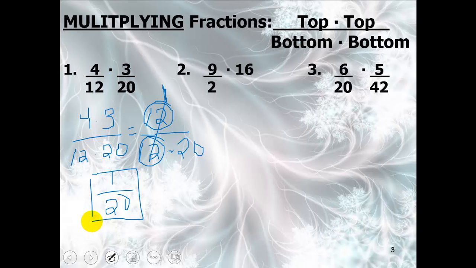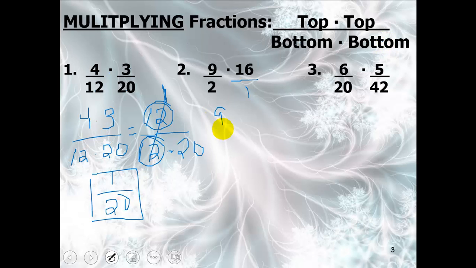Now, on number 2, you'll notice that 16, it doesn't appear to have a denominator, but every integer is also a rational number that has a denominator of 1. All right? So anytime you have a whole number, whether it be a positive or a negative, you can put it over 1 and then apply this top times top divided by bottom times bottom.